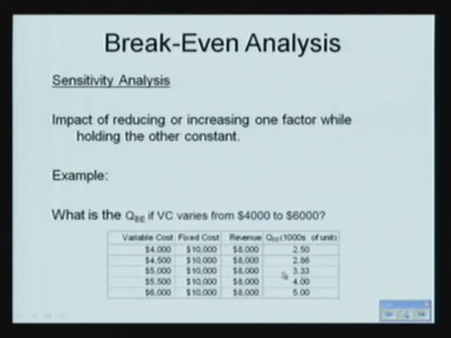And you'll see that the break-even point, when it was 5,000, was the 3,333. But note it's quite sensitive to the variable cost. As the variable cost changes a little bit, even $500, the production volume, the break-even point goes down quite a bit. Or if I go up $500, I have to make quite a few more units to break even.